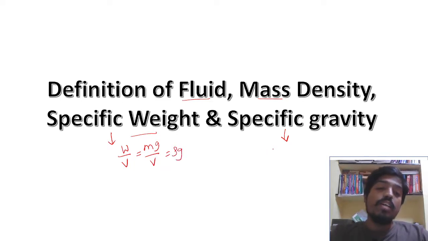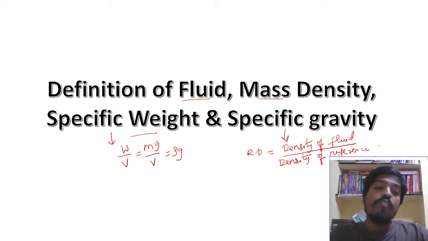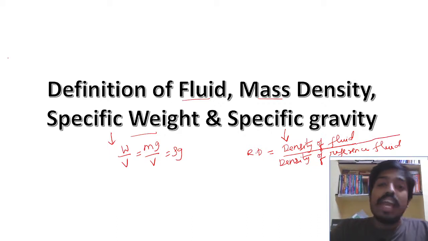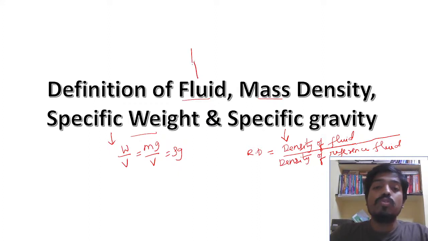Specific gravity is also called relative density. It is the density of any fluid divided by the density of some reference fluid. For a liquid the reference is water, and for a gas it is air. So remember that, because this fluid is constrained, two important things.